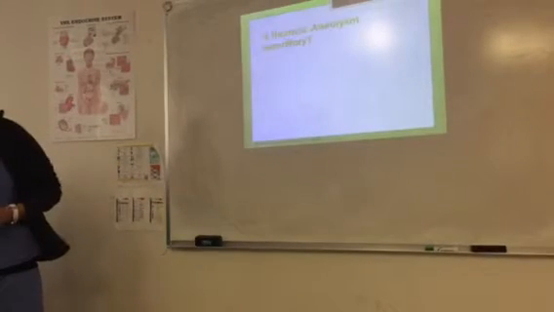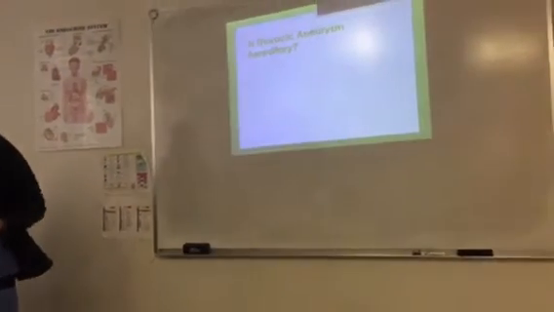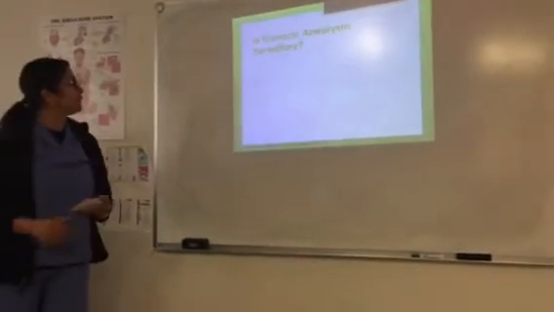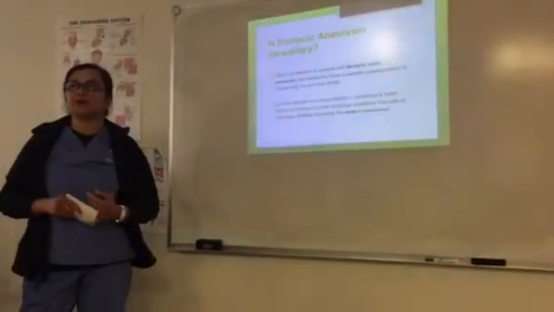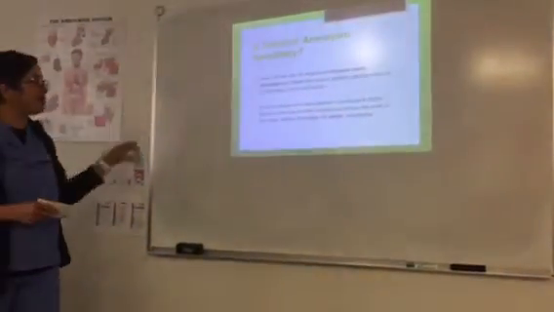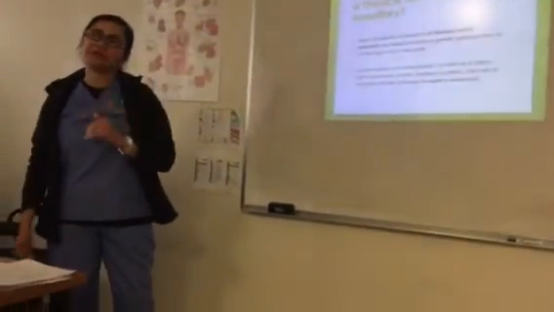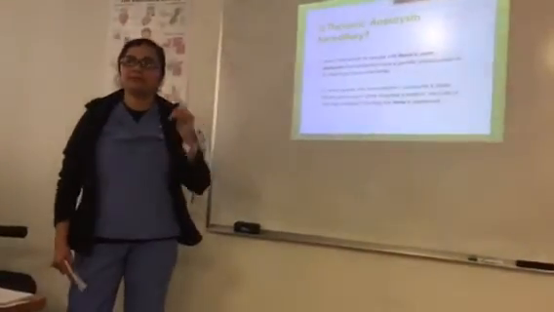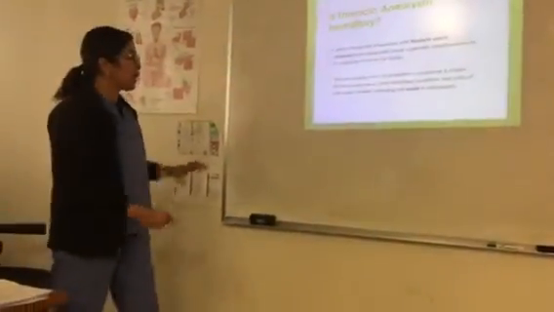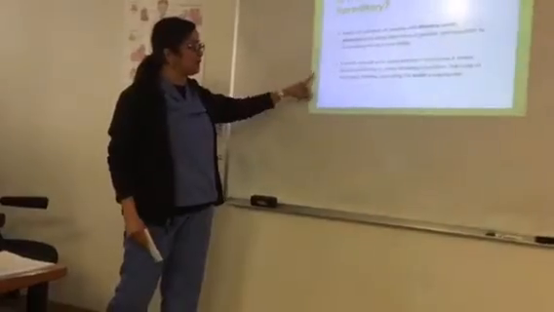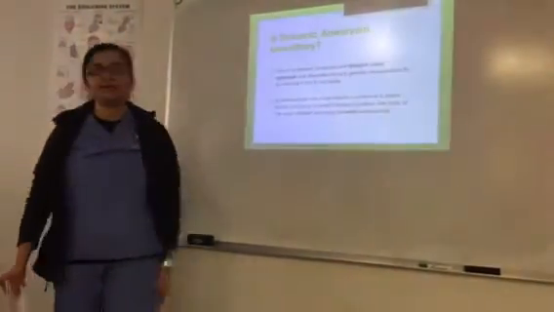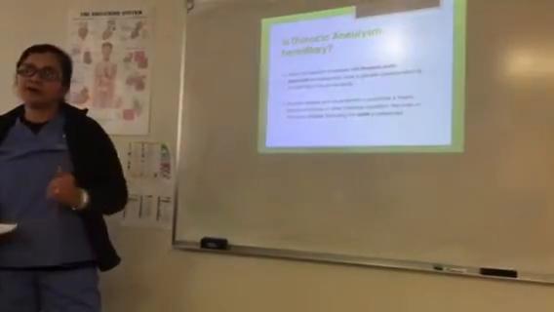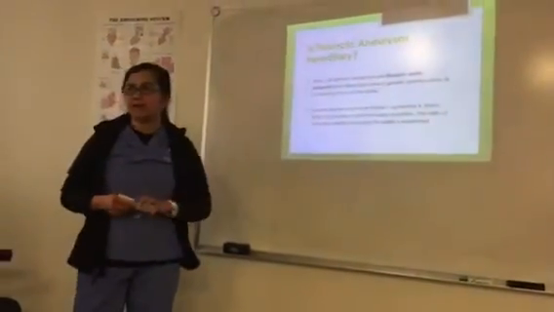Is thoracic aneurysm hereditary? About 20% of people with thoracic aortic aneurysm and dissection have a genetic predisposition to it, meaning it runs in the family. And also, as I've said earlier, in Marfan syndrome and Ehlers-Danlos syndrome and other related conditions, the wall of the major artery becomes weakened, and that's the aorta.